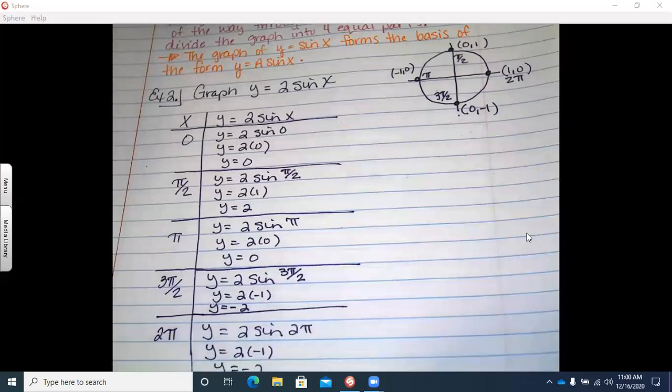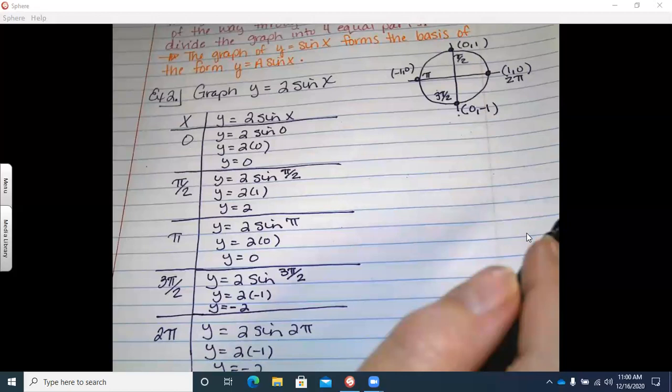What's the highest I'm going to go up and the lowest I'm going to go down? How many units? 2, right? So I'm going to go up a maximum of 2 and down 2 as well. So on the vertical axis, last time I just went up to 1 and then down to -1. I'll need to go up to 2 and then down to -2.